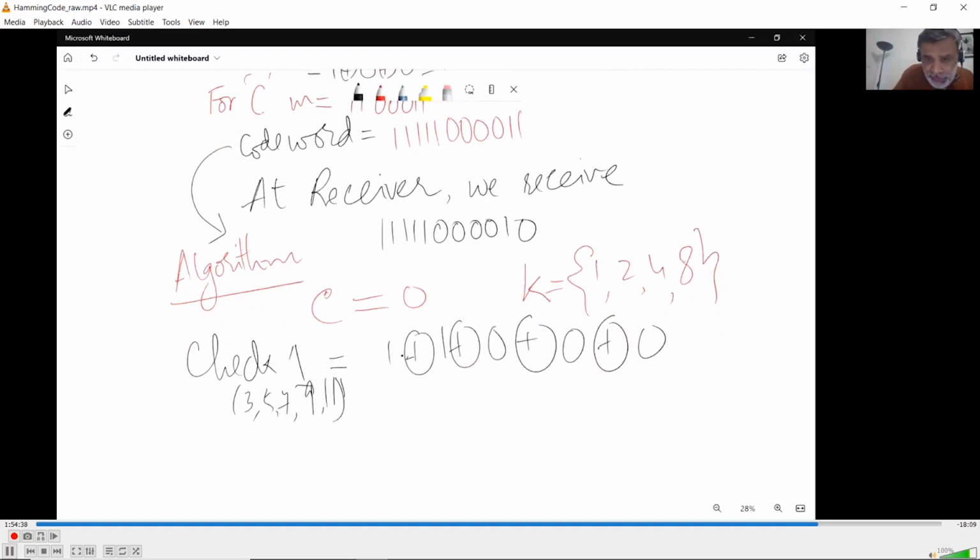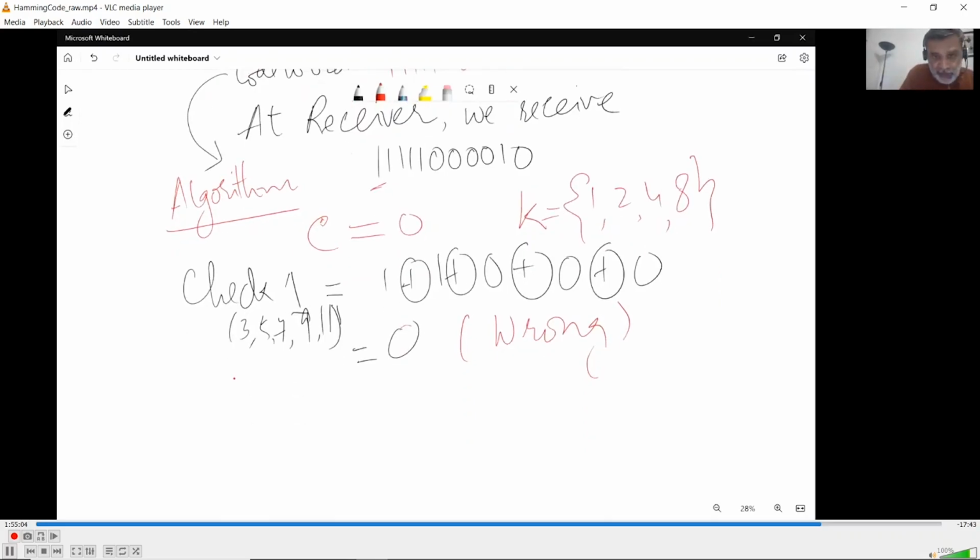So if we do 1 exclusive or 1 is 0, 0, 0, 0, 0, it is 0. But what we had received was 1, while our calculation is giving 0. So it means it's wrong. So what should we do? It means we would add 1 to C. So C becomes now 0 plus 1, and it becomes 1.